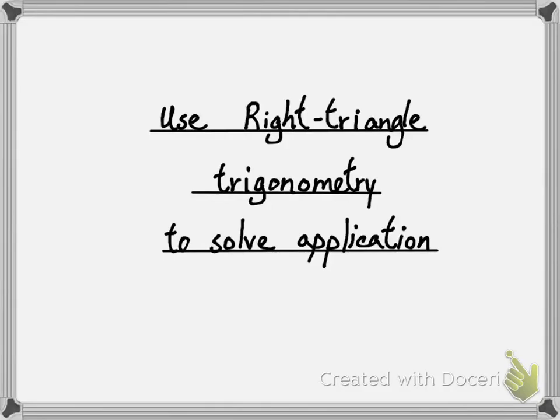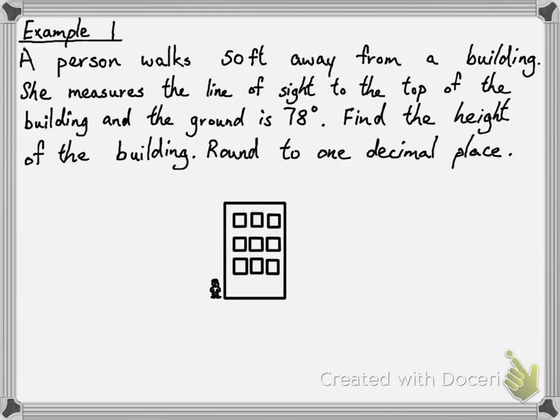Hello everyone! In this video, we're going to look at how to use right triangle trigonometry to solve applications. Example number 1. A person walks 50 feet away from a building. She measures the line of sight to the top of the building and the ground is 78 degrees. Find the height of the building. Round to 1 decimal place.